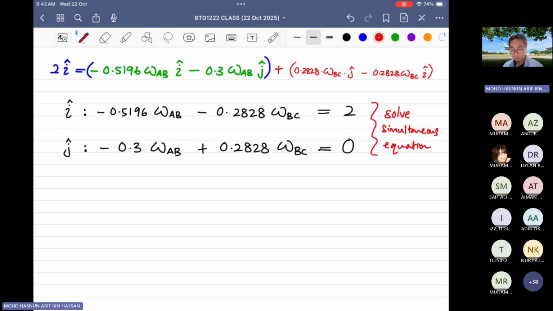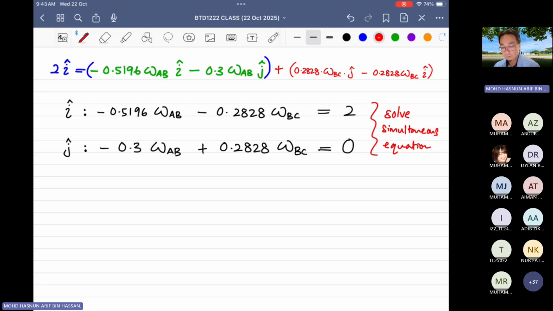0.5196 omega AB minus 0.2828 omega BC is equal to 2. That is our first equation. The second equation is minus 0.3 omega AB plus 0.2828 omega BC is equal to 0. And let's try to solve this.